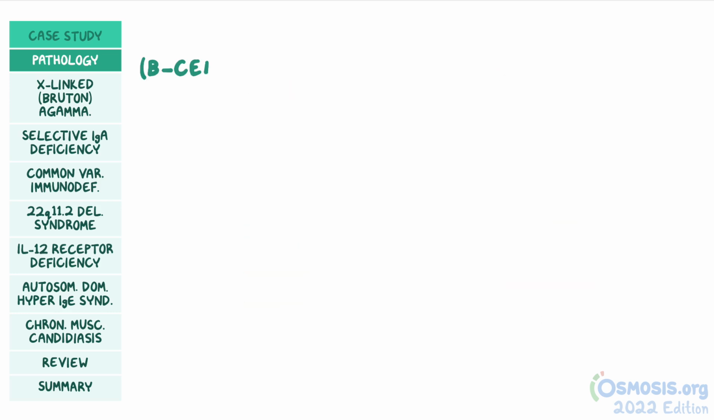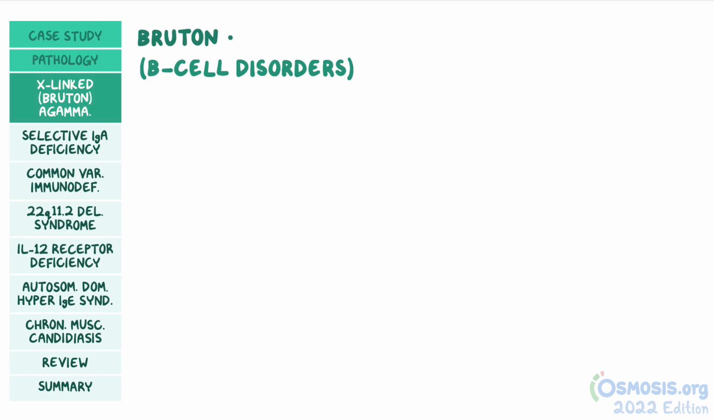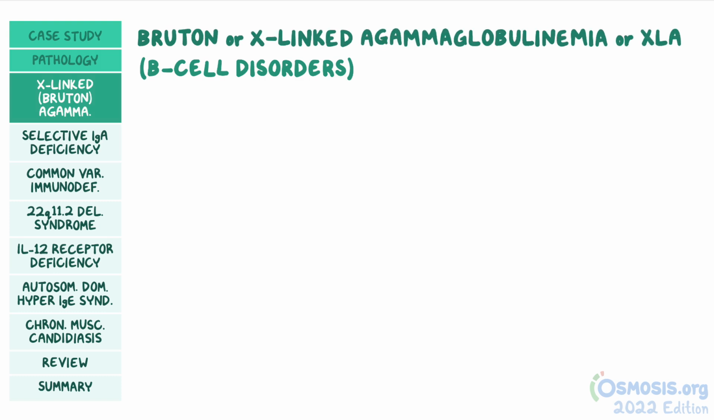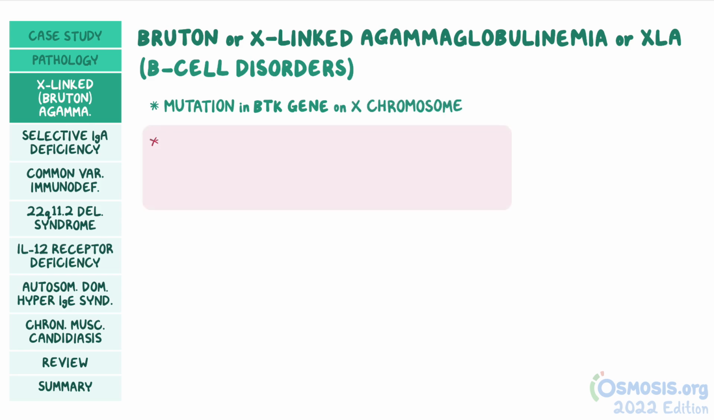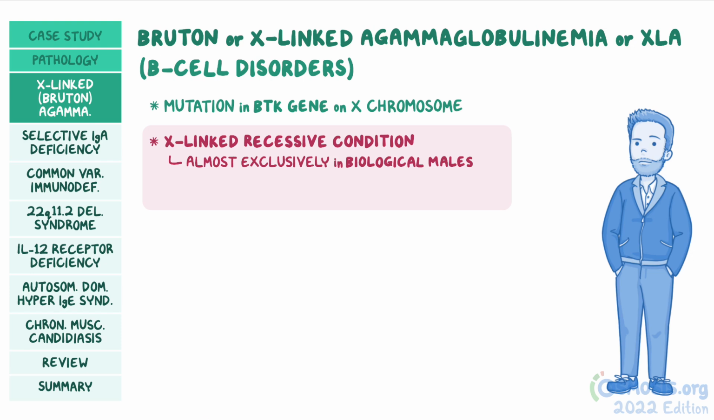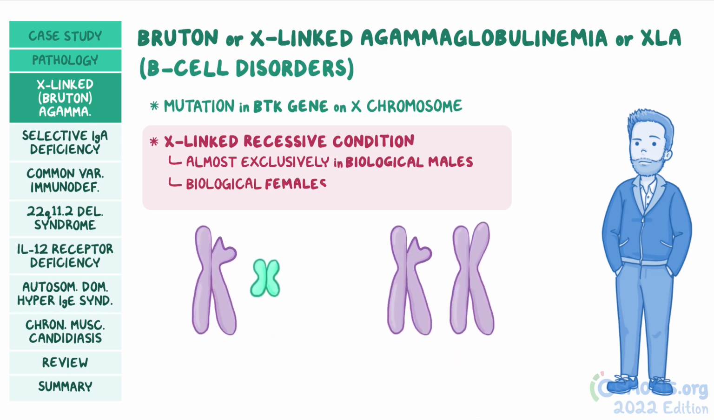Let's begin with B cell disorders, starting with Bruton or X-linked agammaglobulinemia, or XLA for short. This is caused by a mutation in the BTK gene, which is found on the X chromosome. XLA is an X-linked recessive condition, so it almost exclusively manifests in biological males because they have only one X chromosome. On the other hand, biological females have two X chromosomes, so even if they have a defective BTK gene on one chromosome, they still have another functional one.